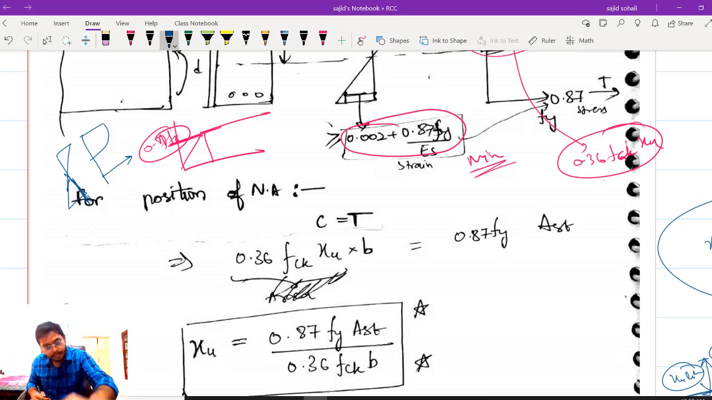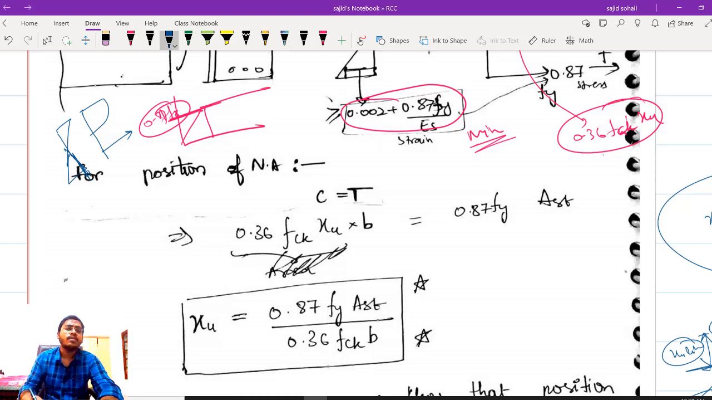Okay, so now coming to these concepts, let us try to find out what is Xu. It doesn't matter whether it is a balanced section, over reinforced or under reinforced, but the over reinforced section is gone. Over reinforced structure is not acceptable in the limit state method. So whether it is a balanced section or an under reinforced section, how to get your neutral axis?